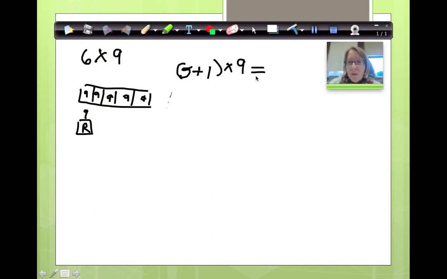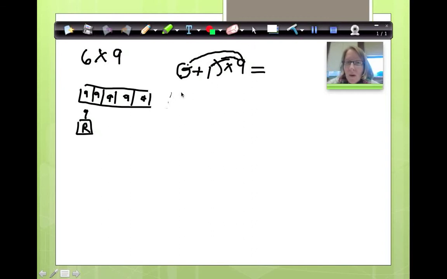Now, the distributive property is like giving away cookies. If I have a big bag of cookies and I distribute them among my friends, I'm going to give everybody a cookie from my bag. Okay, well, here's our friends. Here's our bag. Everybody needs a cookie. Everybody needs a 9. So I'm going to give a 9 to the 5. I'm going to give a 9 to the 1. I'm going to distribute them.